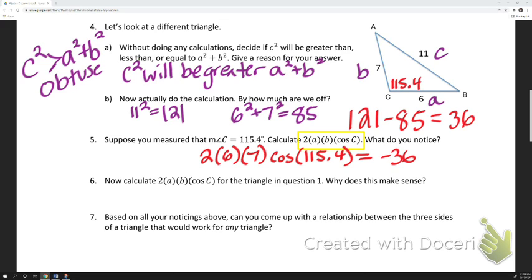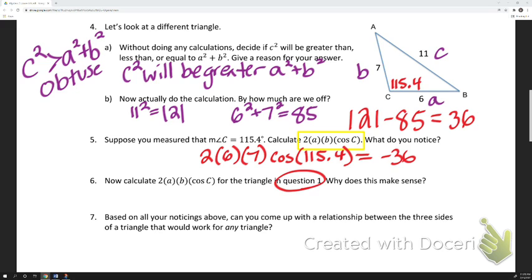Now I want you to calculate 2 times the A times the B times the cosine of C for the triangle in number 1. Go back to number 1. I want you to calculate that. What do you notice? Why does this make sense?